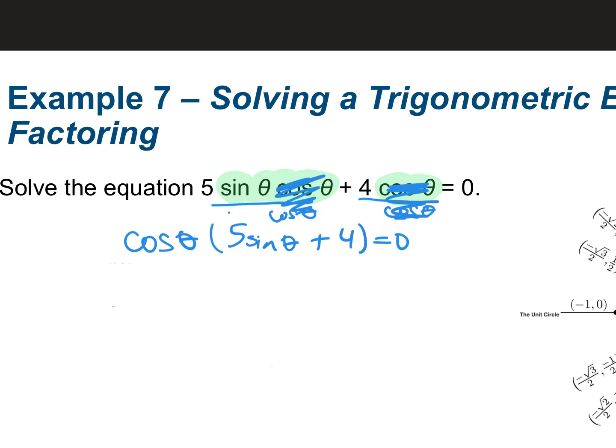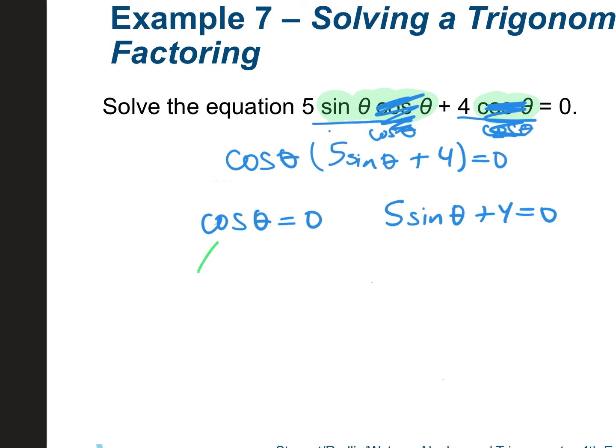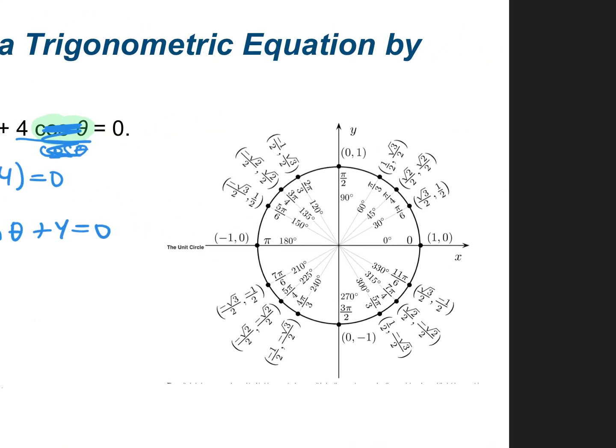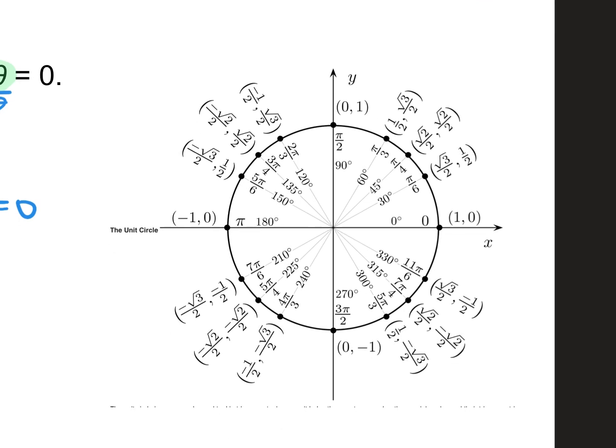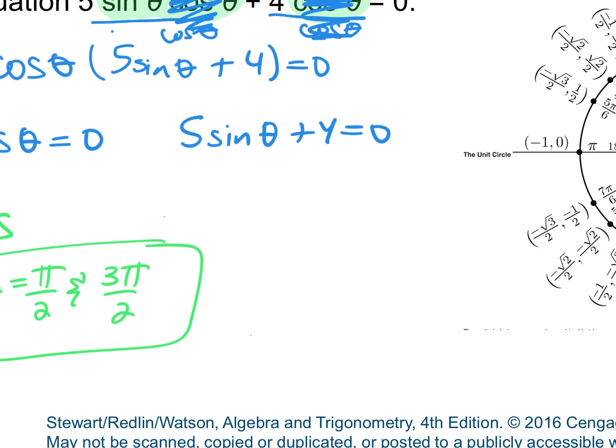What do you do with each piece now that you factored? Set it equal to 0. So cosine theta equals 0. 5 times the sine of theta plus 4 equals 0. Well, what's cosine on the left-hand side here? X values. Can you guys look on your unit circle, please, and tell me where your x values are 0? What are they? Pi over 2 and? Perfect. So I have pi over 2 and 3 pi over 2. Great job.